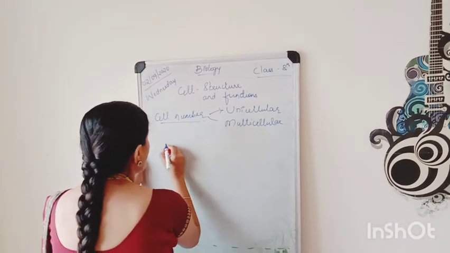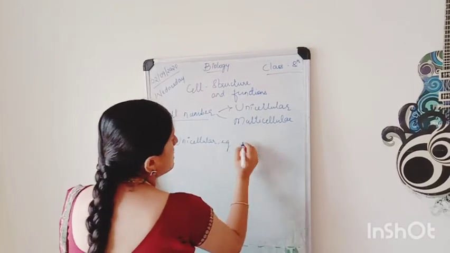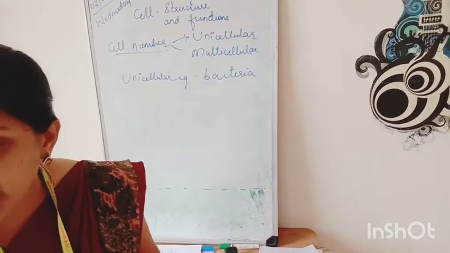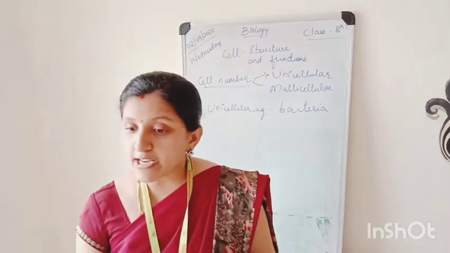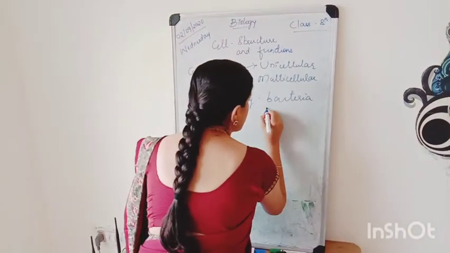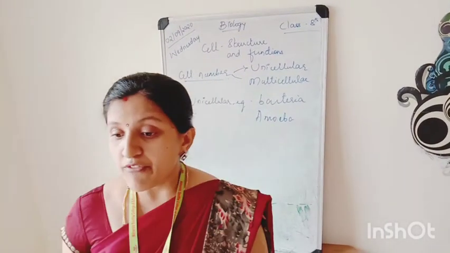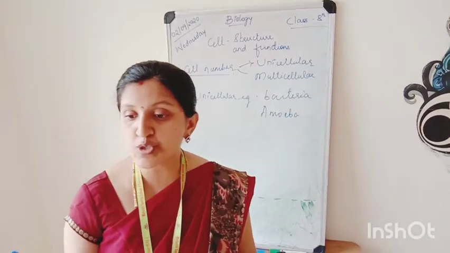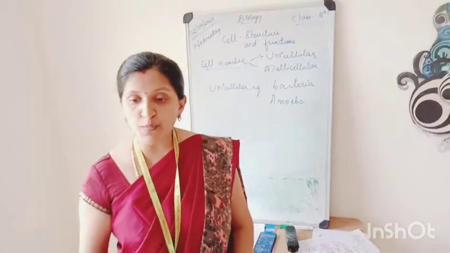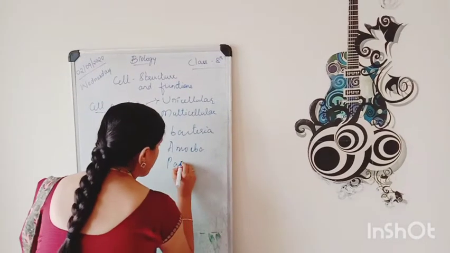Examples for unicellular: we can take bacteria. Bacteria is a single celled organism, where it can perform all its functions even though it is single celled. Then there is amoeba. Last year you studied about amoeba, which has pseudopodia, that is, it can move anywhere based on its pseudopodia, that is, false legs. And then another one is paramecium.